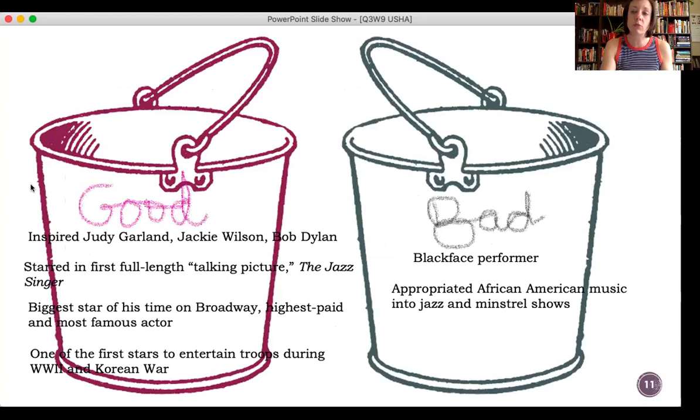So just going through the bits of information I have found, I have this information about the positive contributions that he made to American performance history and film history, working to support the American military effort in an artistic way during World War II and the Korean War. But obviously the bad really stands out for me as well when I think about Al Jolson.